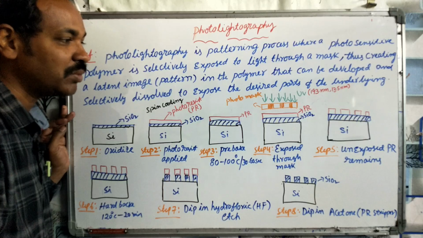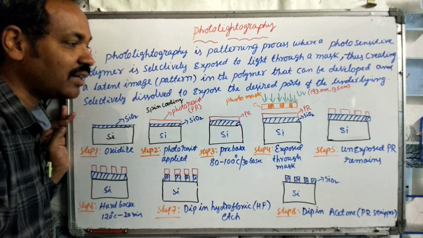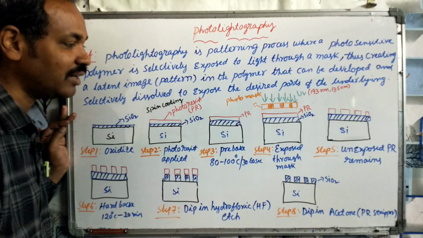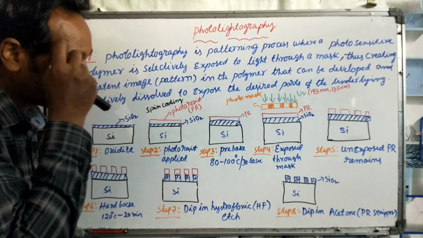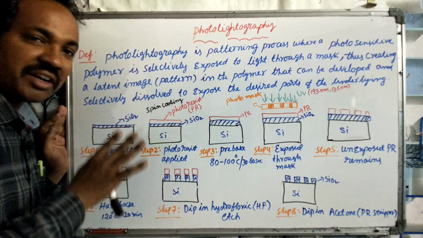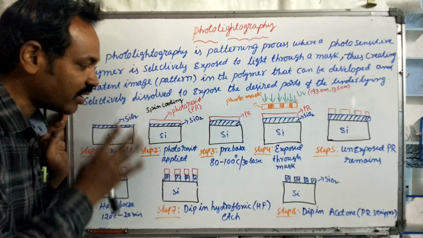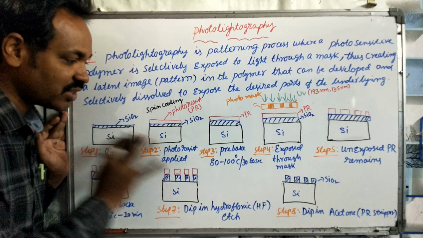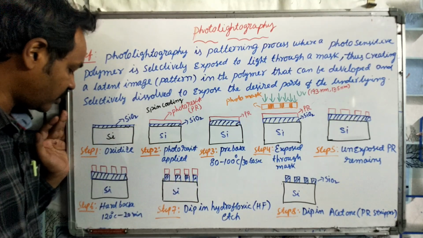So how is it possible? It is not possible by general techniques, whether manual or robotic. Only by using lithography is it possible. That's why it is a very important technique for the semiconductor industry. There are 8 steps to complete photolithography.